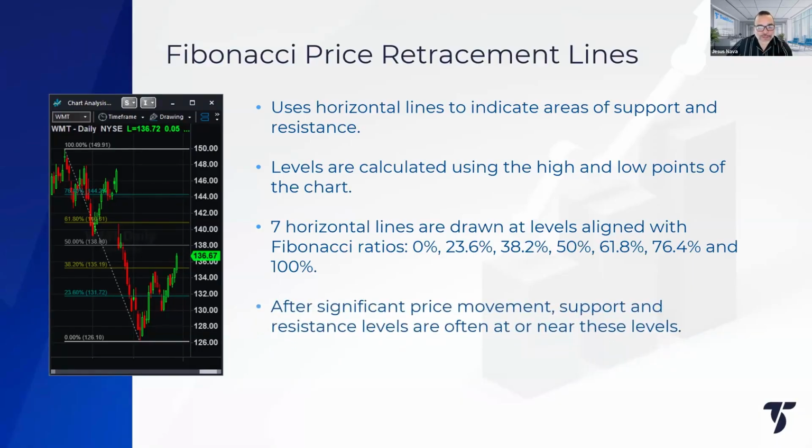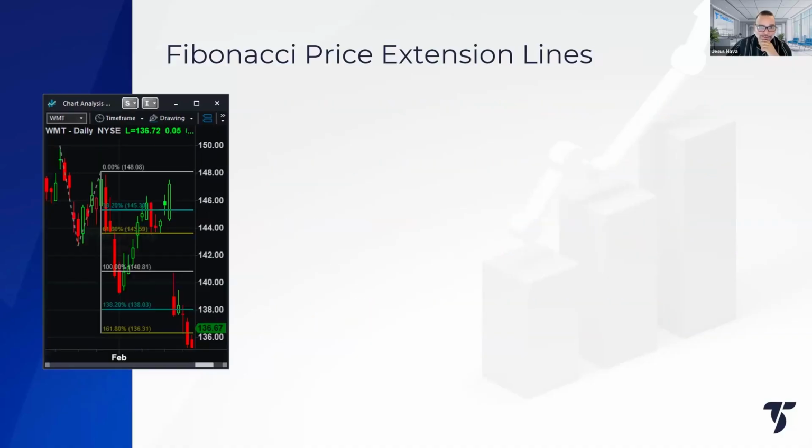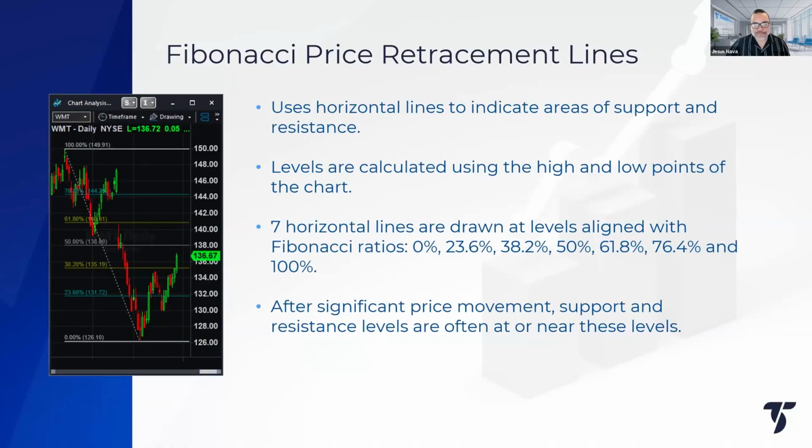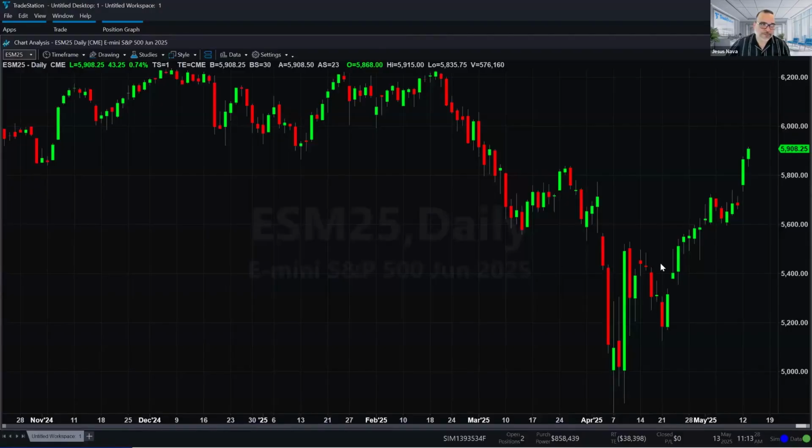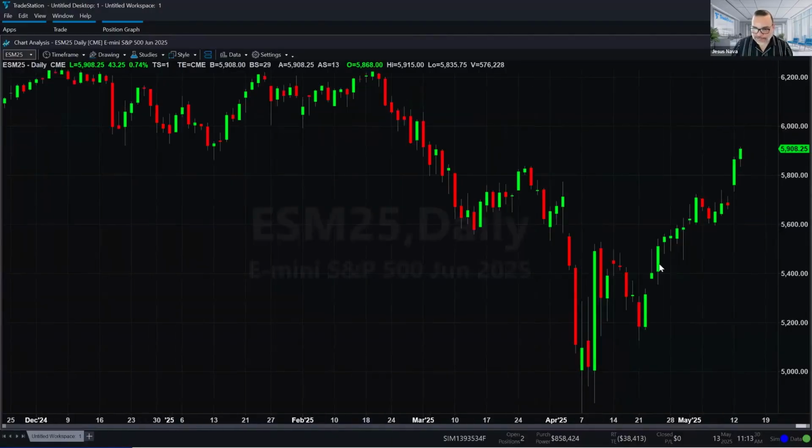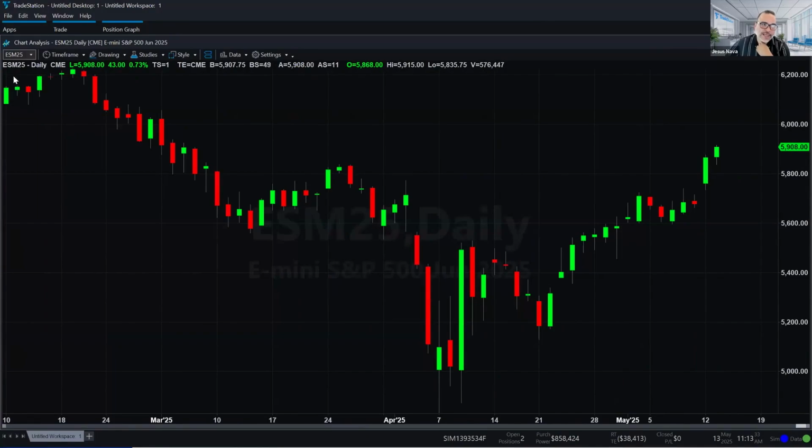After significant price movement, support and resistance levels are often at or near these levels. And sometimes they may be referred to as voodoo science, but it's interesting how these levels do act as support and resistance levels. So let's go ahead and take a look at how you can draw it. Let me go back here to my TradeStation platform. I'm looking at a futures contract, ESM 25, the June S&P E-mini futures. Let's use it as a way to draw our Fibonacci.